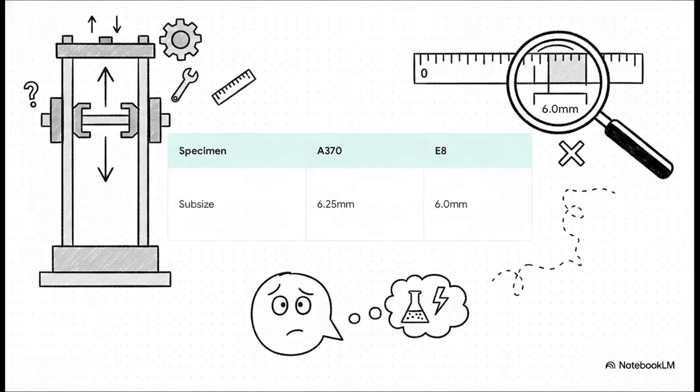Now, I mentioned earlier that A370 frequently aligns with that general E8 standard for tensile testing. They are incredibly similar, for sure, but there's a quirky little trap for the unwary tester when it comes to the metric system. When making the smallest flat subsize specimens, the metric translation in ASTM A370 calls for a width of exactly 6.25 millimeters. But ASTM E8 calls for 6.0 millimeters. Talk about splitting hairs, right? It's a tiny fraction of a millimeter, but in the world of high-stakes metallurgy, details exactly like this dictate whether a test is standard compliant or completely 100% invalid.